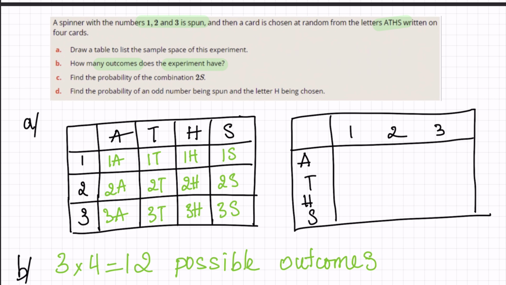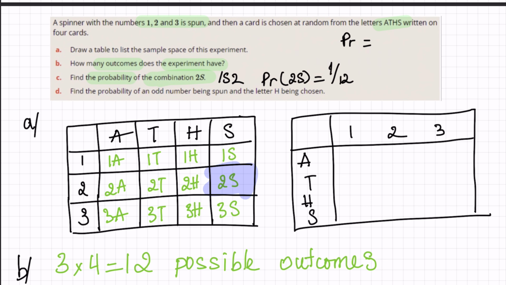Now the next one: find the probability of the combination 2S that I said before. 2S and S2, it doesn't matter. So let me highlight where I have 2S. I have one here and nowhere else. So the probability equals the number of successful outcomes, so I have 1 over the possible outcomes 12, 1 over 12.